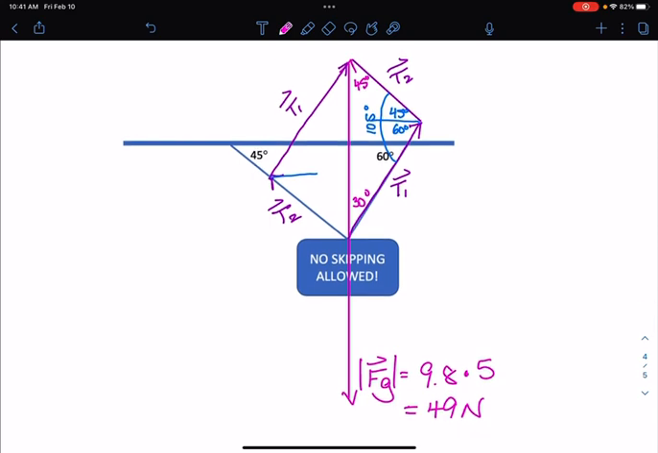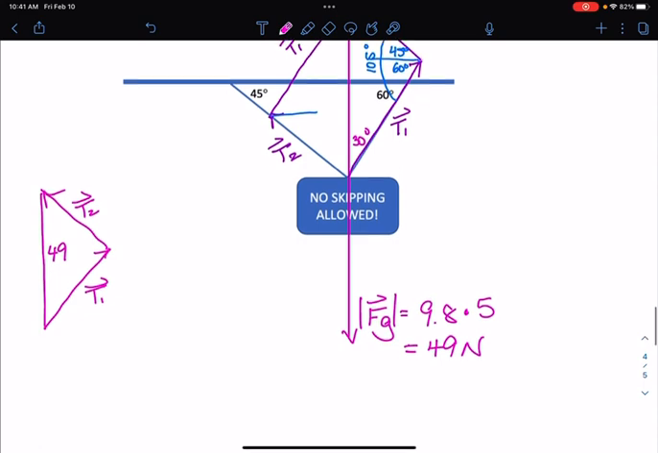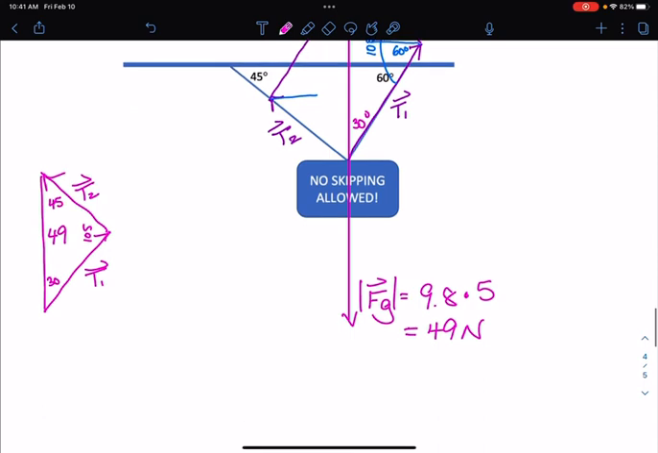So I'm going to bring this diagram to the side here, just pulling out the one side. So this is my tension 2, this is my tension 1, and this is 49 newtons. That's my full force of tension. And this angle is 105. We have 30 and 45.